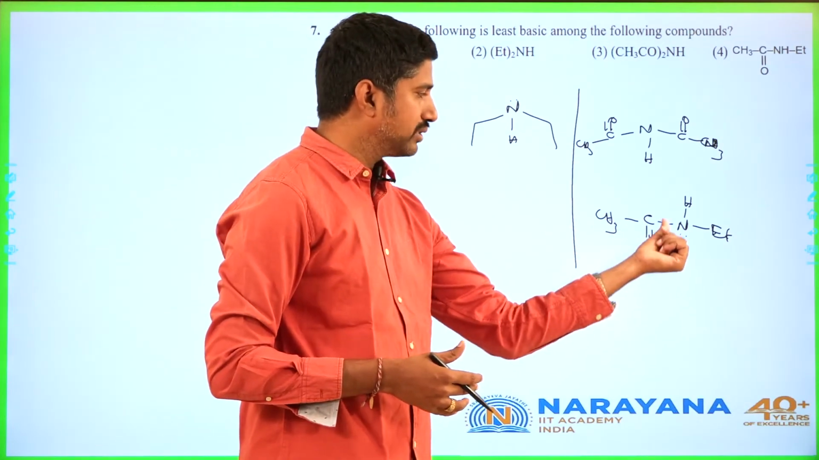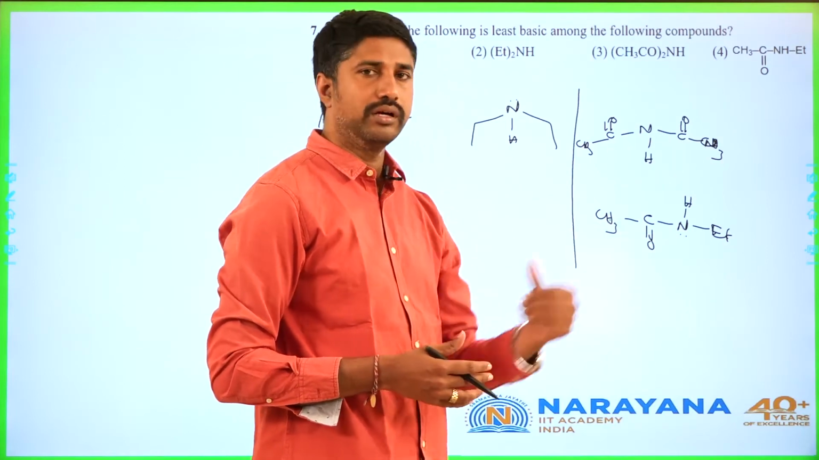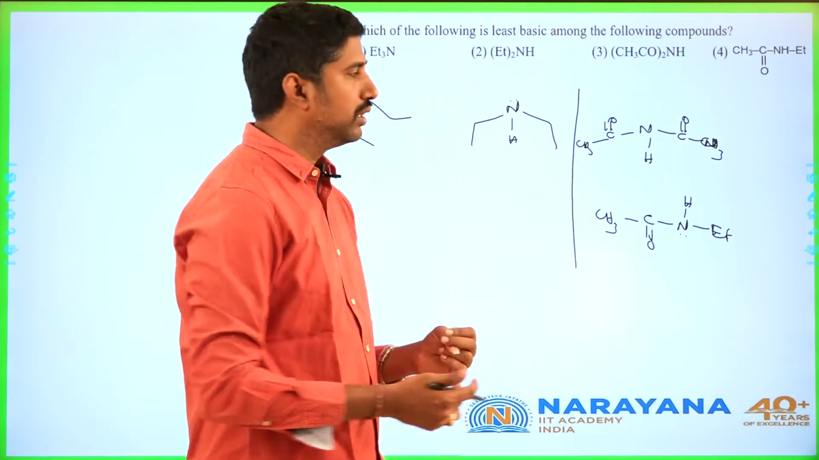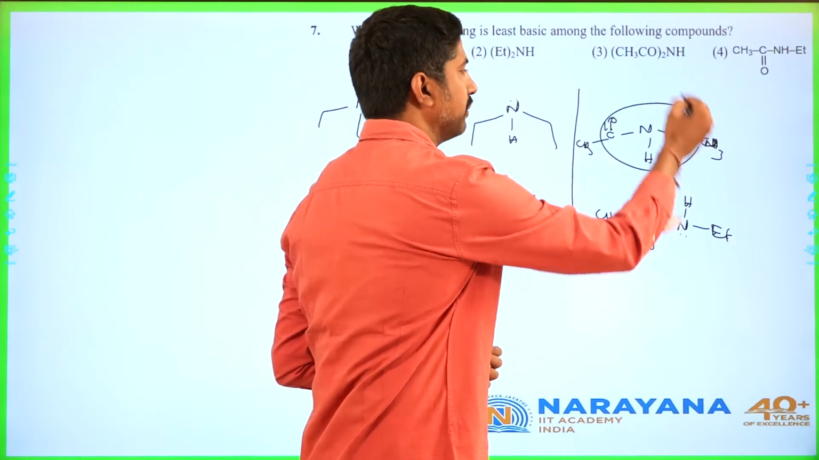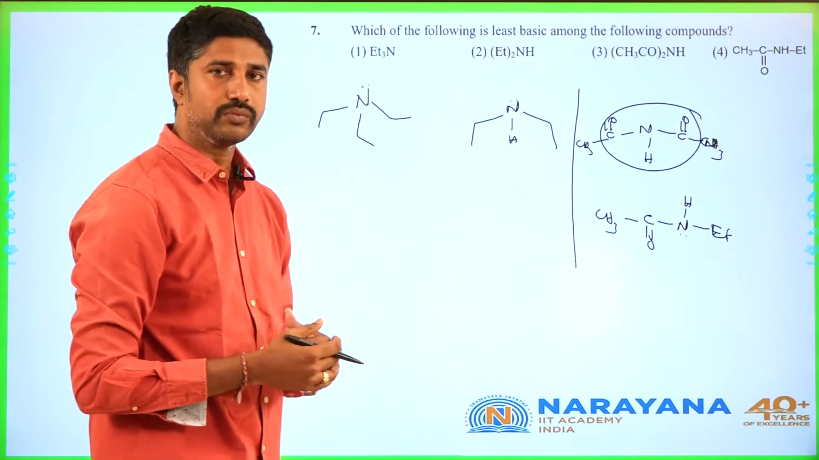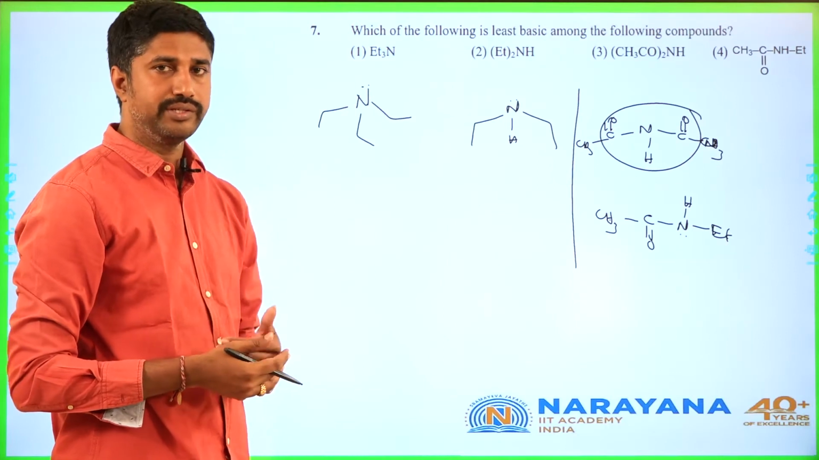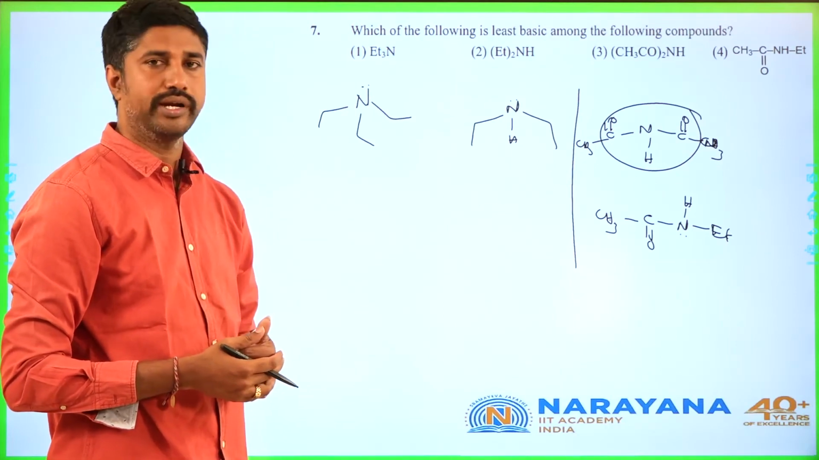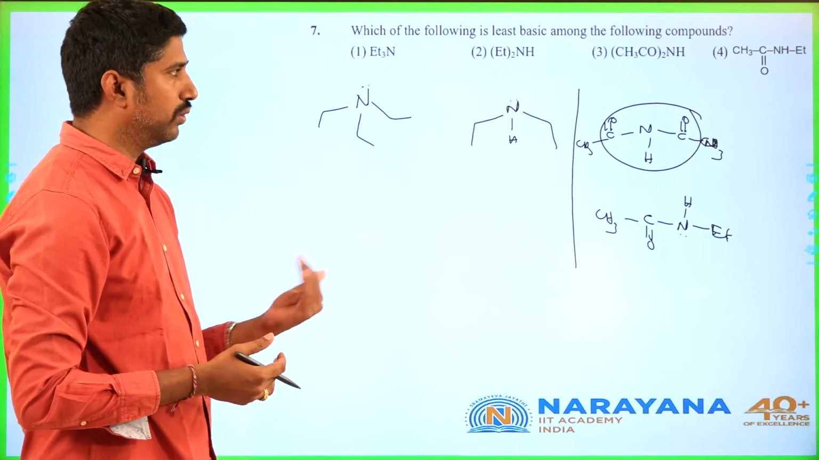The last one has only one amide part, but the third one has 2 amide parts. So the more amide parts, the less basic it becomes, as amides are always least basic due to delocalization of electrons and conjugation. So that is the only problem here.